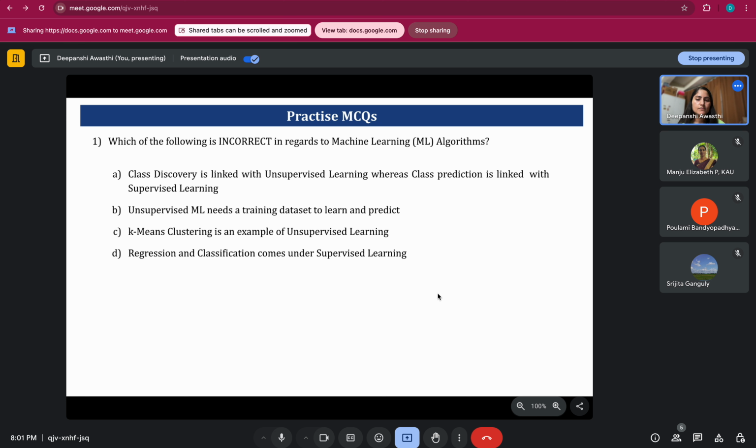I think this MCQ will also help you with your assignment, because a linked question is there in the assignment. So if you are able to answer this, then you can answer that question also.